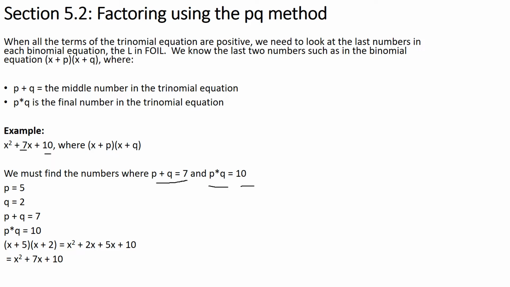Well, if p is 5 and q is 2, 5 plus 2 is 7, and 5 times 2 is 10. And now we've factored it: x squared plus 7x plus 10 is actually x plus 5 for our p, and x plus 2.